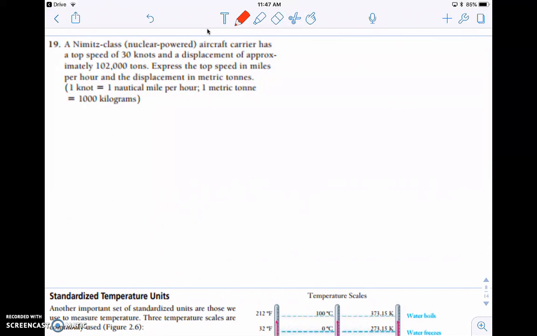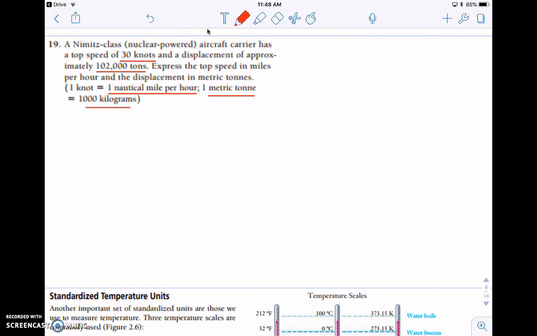Now, let's look at one more here. So we've got a Nimitz class, nuclear-powered aircraft carrier, that has a top speed of 30 knots and a displacement of approximately 102,000 tons. So we want to express the top speed in miles per hour and the displacement in metric tons. Okay, and it gives us this information here that 1 knot is 1 nautical mile per hour, and a metric ton is 1,000 kilograms. So that's going to be key information that we need.